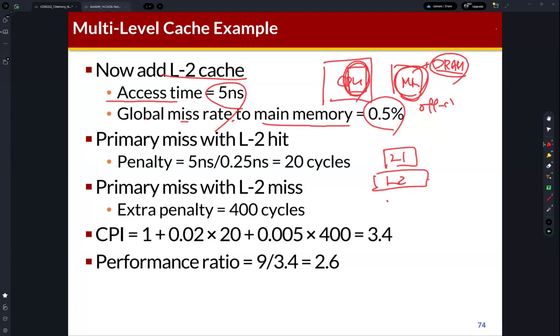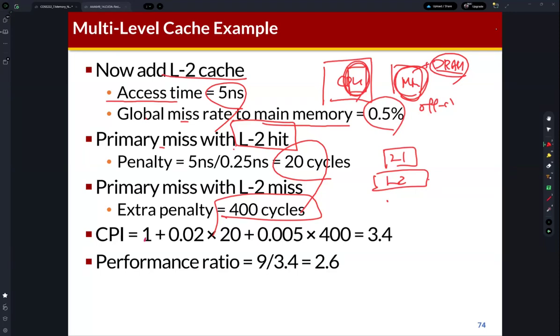So this is the primary miss with the L2 hit. Which means that this is a miss in the L1, but it's a hit in the L2. So okay, this is the 20 cycles. And then if the L2 misses, so if the request is missed in the L2 also, then we can just consider this the L2 miss penalty, right? So 400 cycles. In order to access the main memory, it takes 400 cycles.